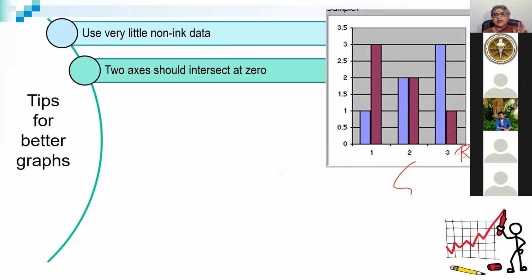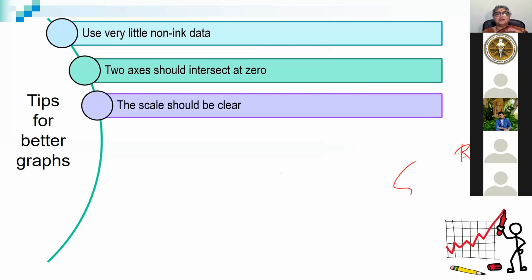Axis should intersect at 0. Of course, these were two different things, but otherwise make sure if you have two variables, the axis should intersect at 0. If it is not intersecting, make sure you make it very clear what the axes are. Scale should also be very clear. Just like in a table, you put all the units, your scale should be very clear.